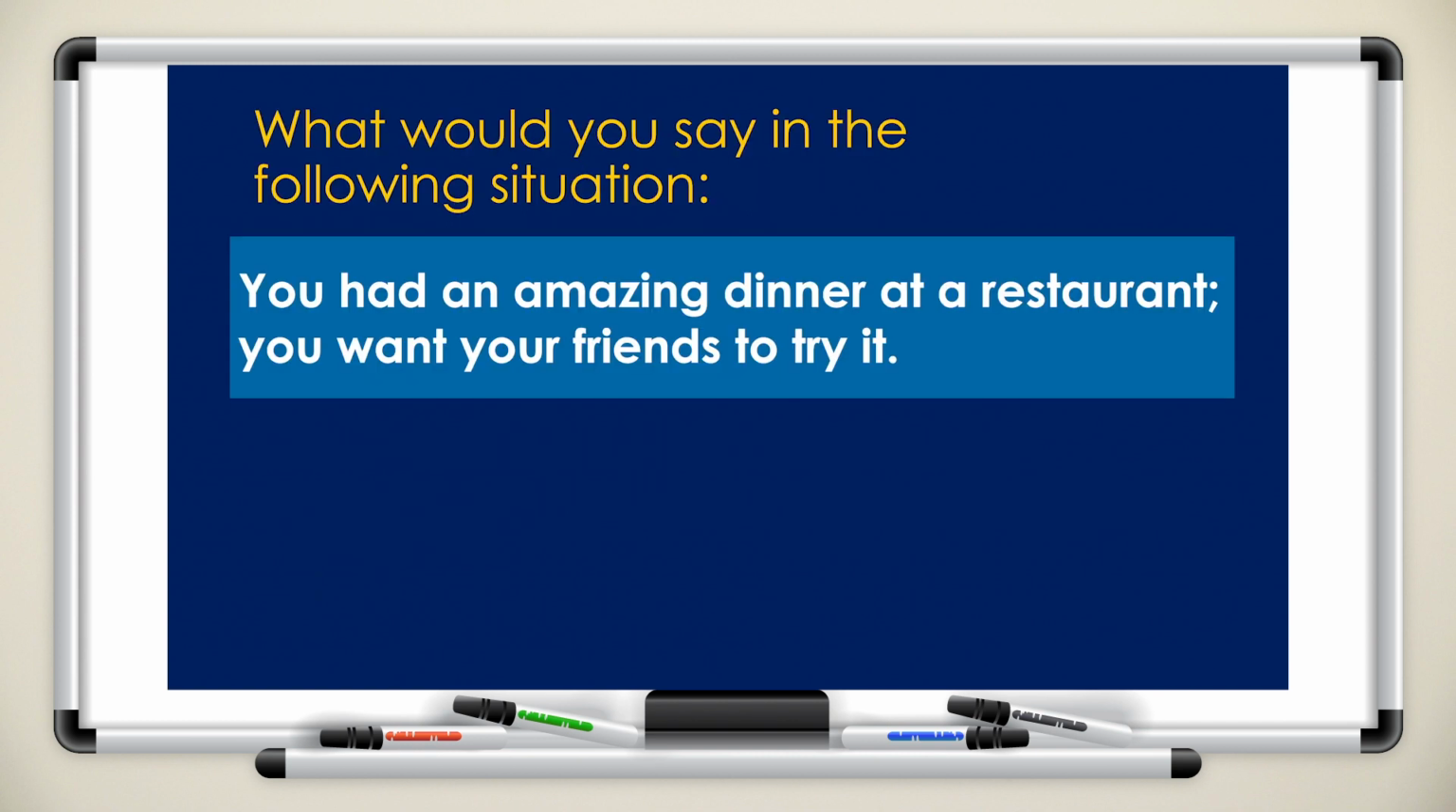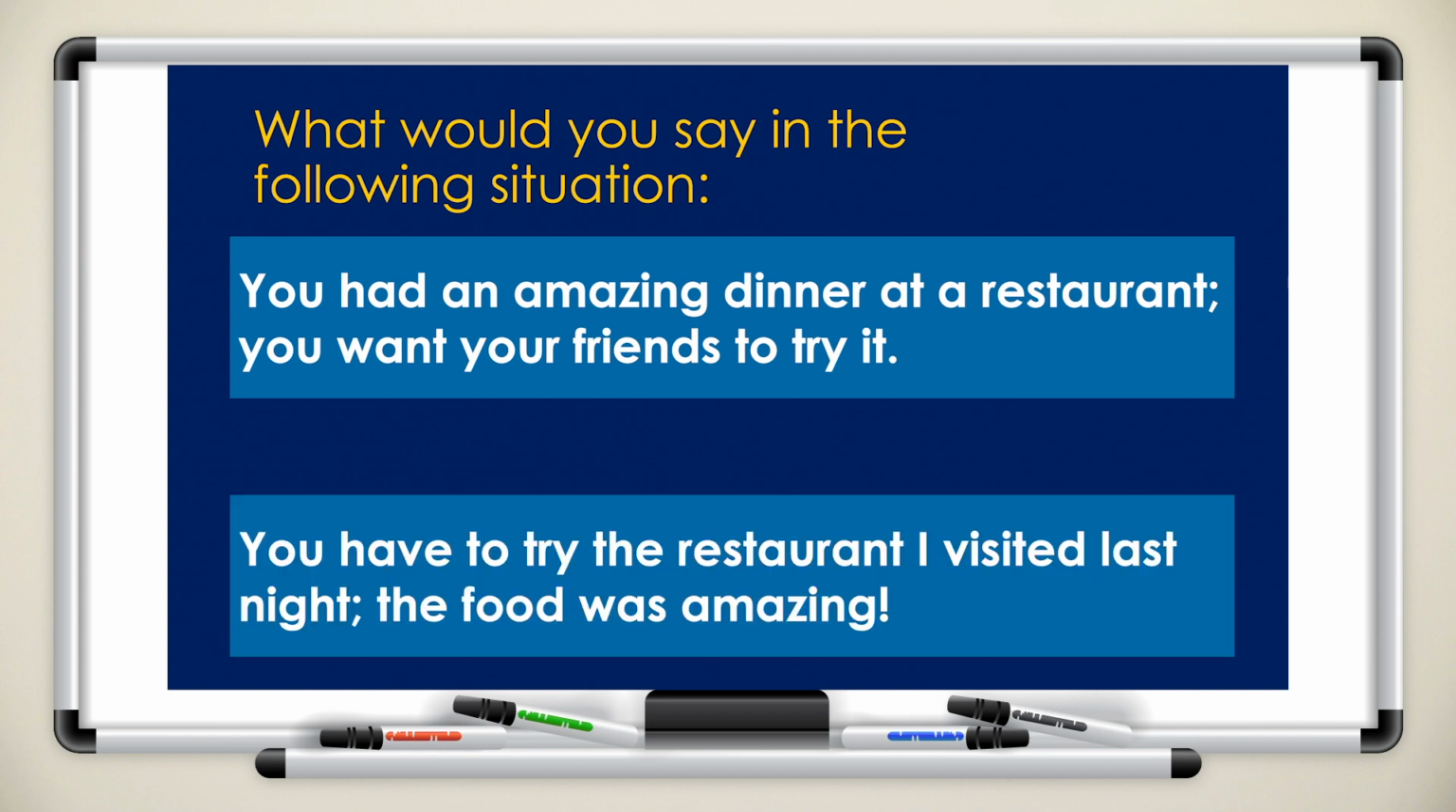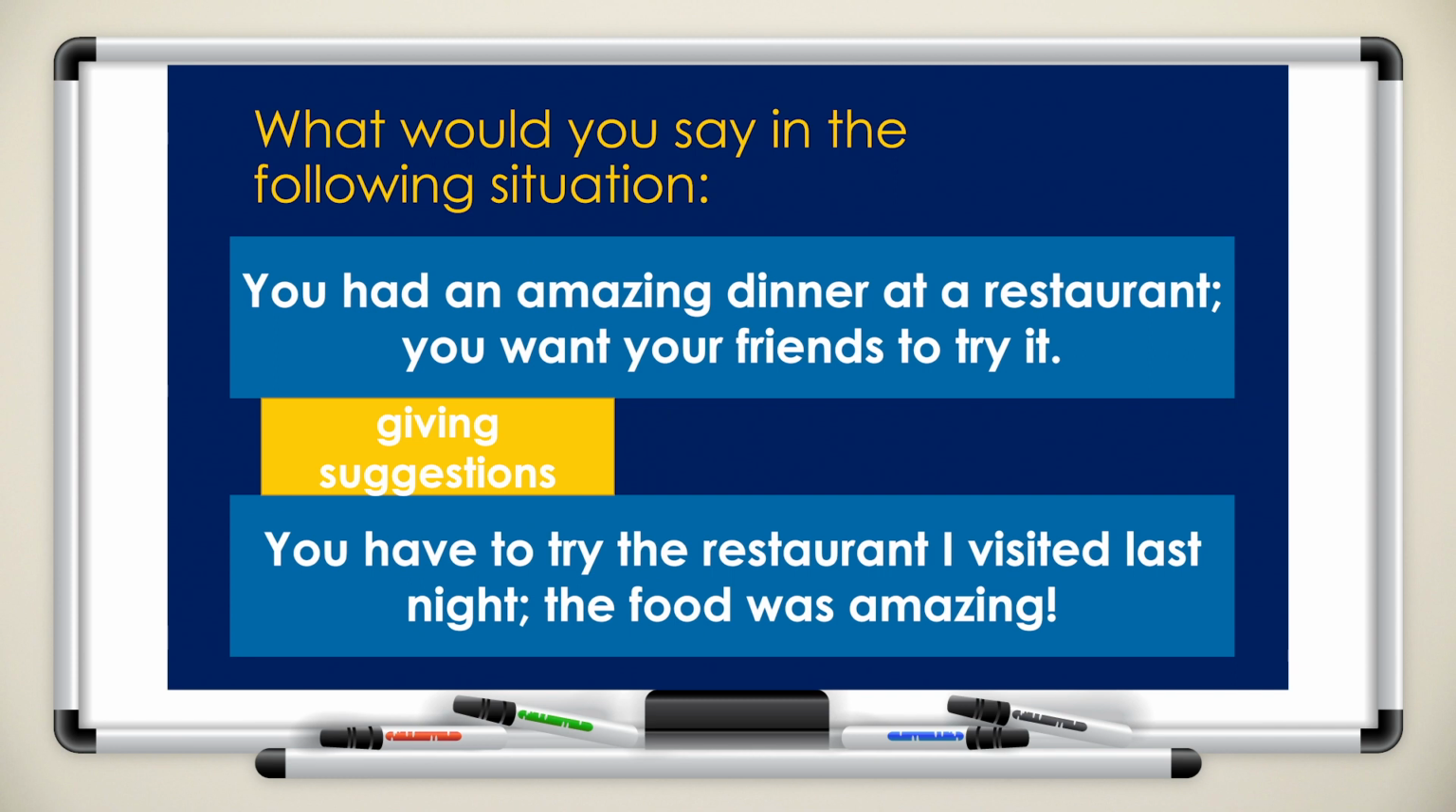You had an amazing dinner at a restaurant. You want your friends to try it. Now think, if you want your friends to try this restaurant, what are you going to say? You have to try the restaurant I visited last night. The food was amazing. So you suggested the restaurant to your friends. This is giving suggestions, okay? You see here, it's a full grammatical sentence. You have to try the restaurant I visited last night.